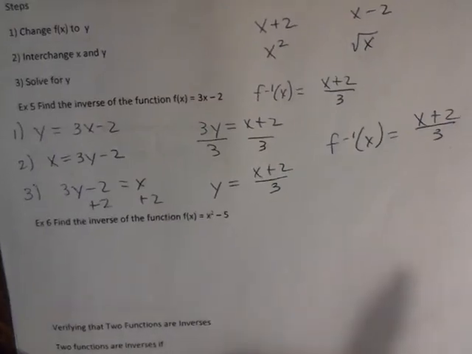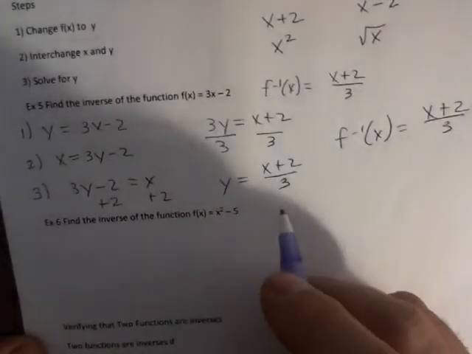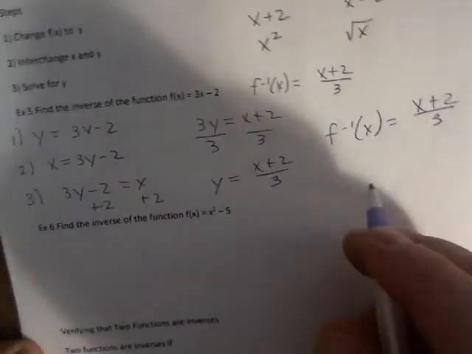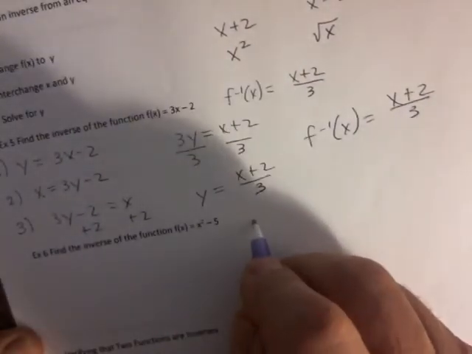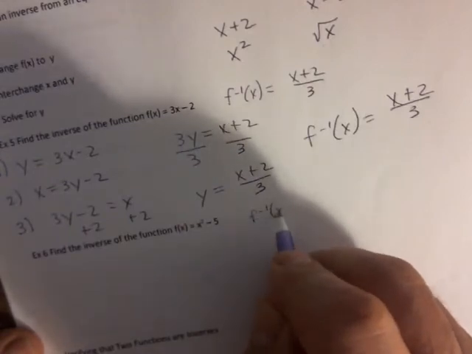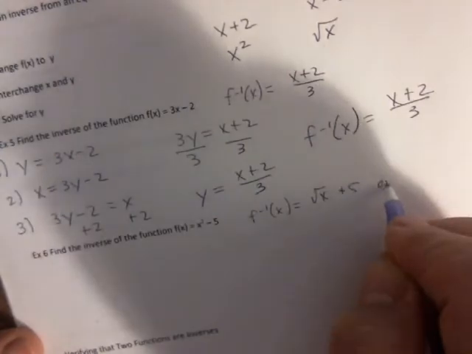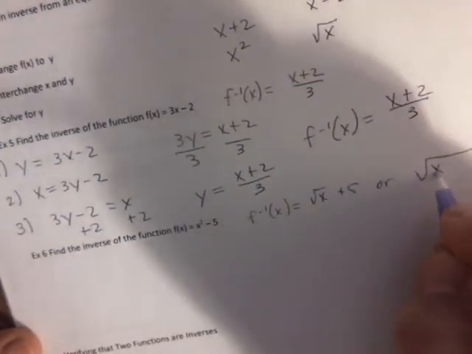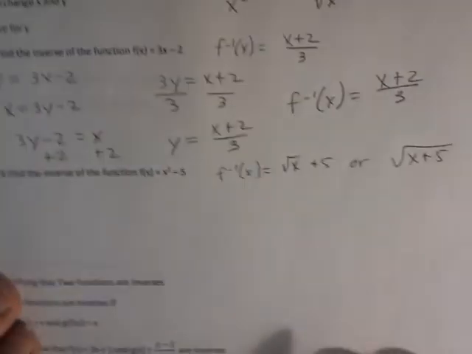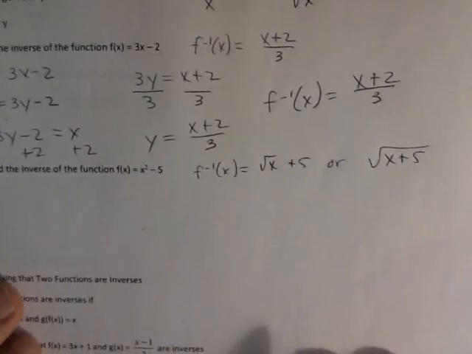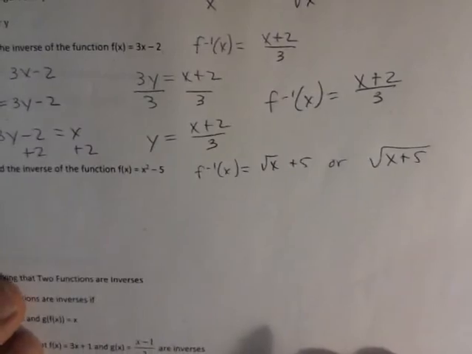All right, let's go ahead and see if you're right. It's going to be one of the two. The inverse is either going to be the square root of x plus 5 or the square root of x plus 5. So it's one of the two.